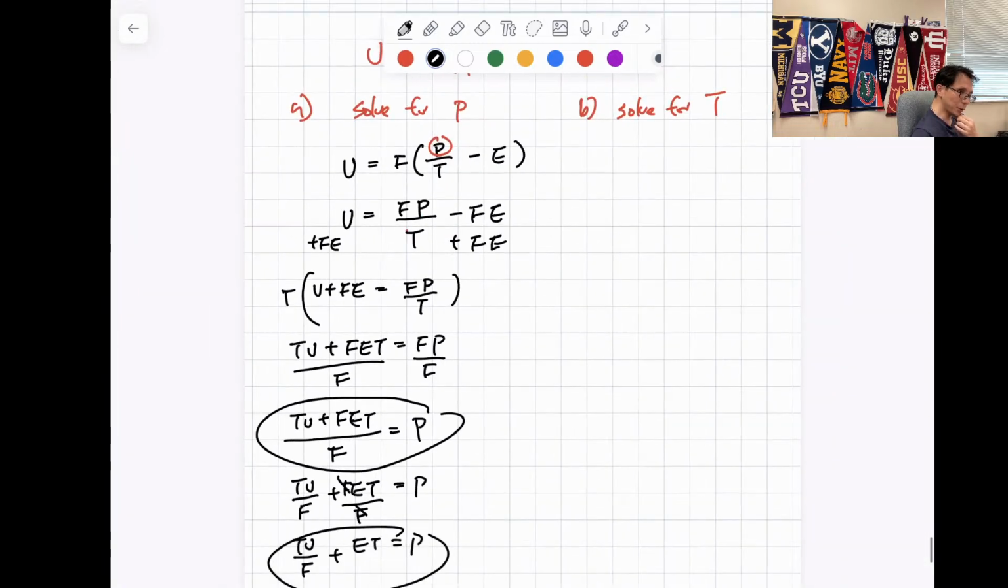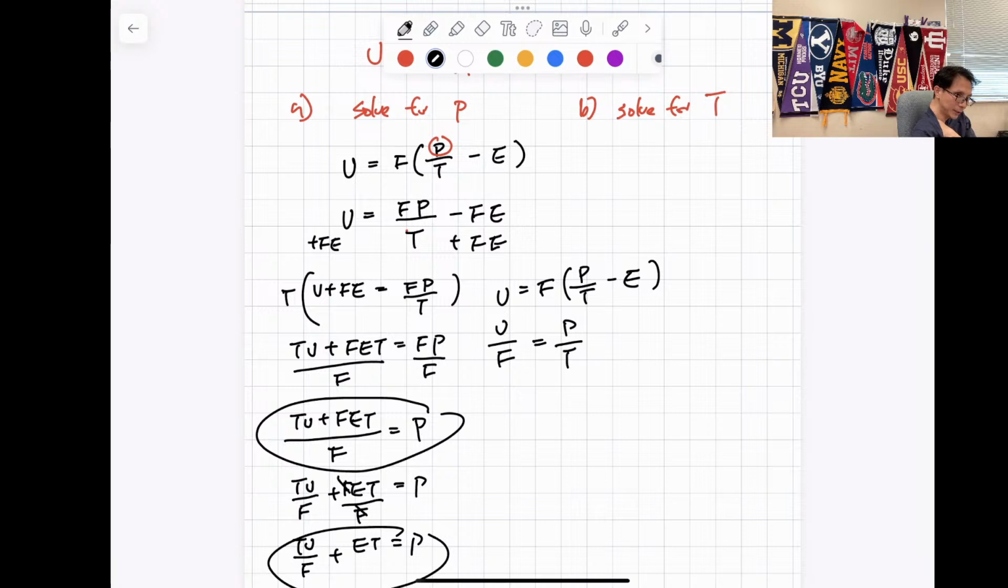Let me show you what Saphir did. It's actually super easy, but just a little bit more advanced to see. So if you have U equal to F over T minus E, you can divide both sides by F. So it'll be U over F equal to PT minus E. Does that make sense?